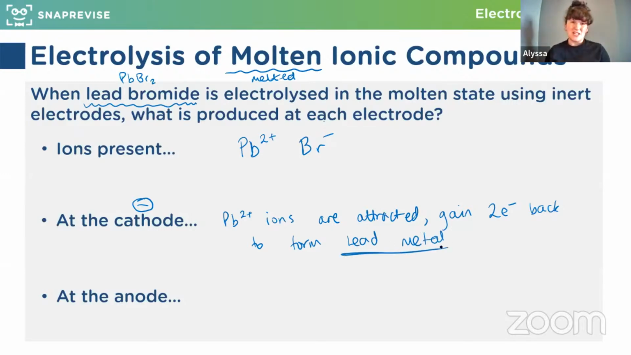Often in an exam, they just want you to give what is formed. So lead metal, or just lead, would be absolutely fine. You don't have to be able to explain it, but the question might ask you to explain it. So just read what's being asked of you, but absolutely right, well done. So the positive lead ions are going to be attracted to the cathode, so we're going to form lead metal or solid lead.